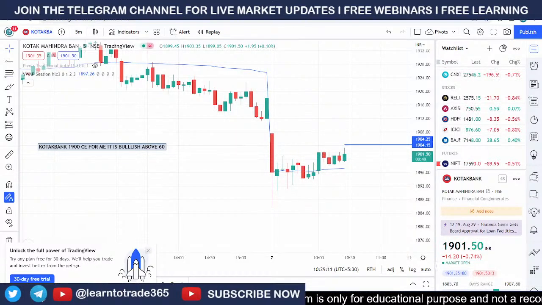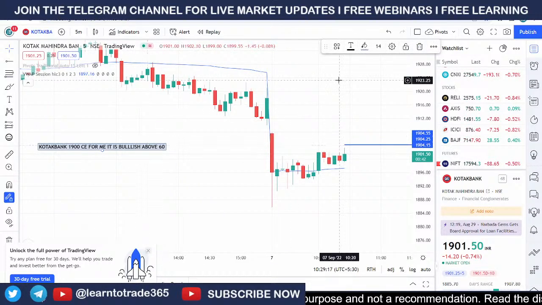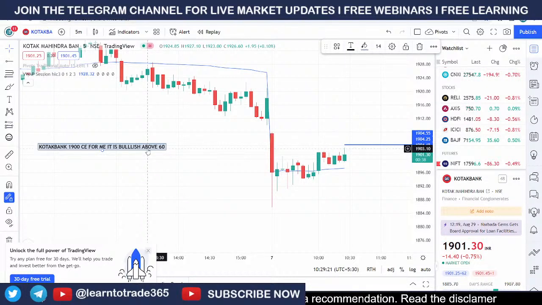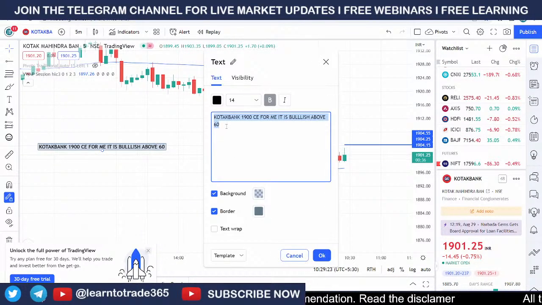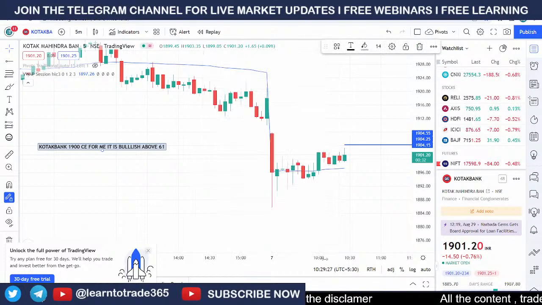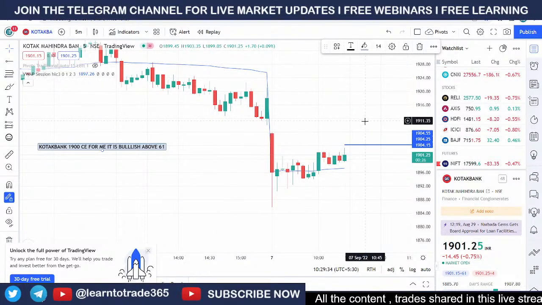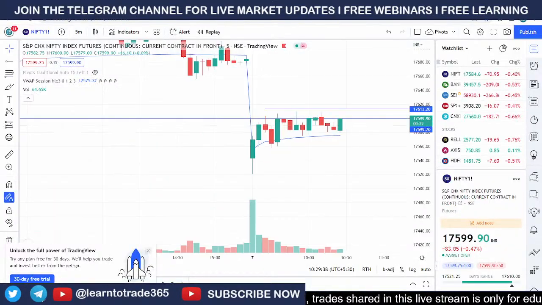Kotak Bank price is trying to move, and the option is trying to move faster than the spot, so I'll be on the 1060. I'll be moving the order to 61 rupees. Above 61 looking bullish because options are moving slightly faster compared to the spot. Okay, Kotak Bank on the option side bullish above 61, on the spot levels 1094. He is trying to come up again, one good sign.